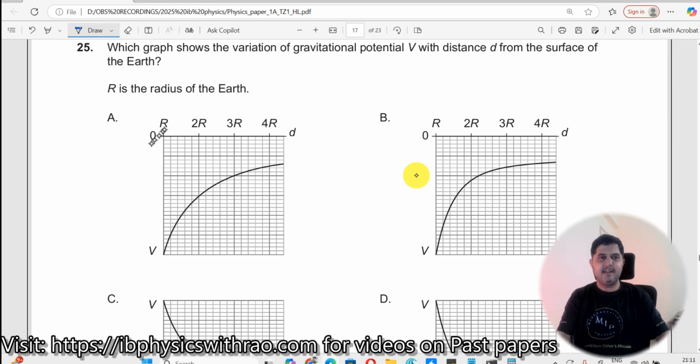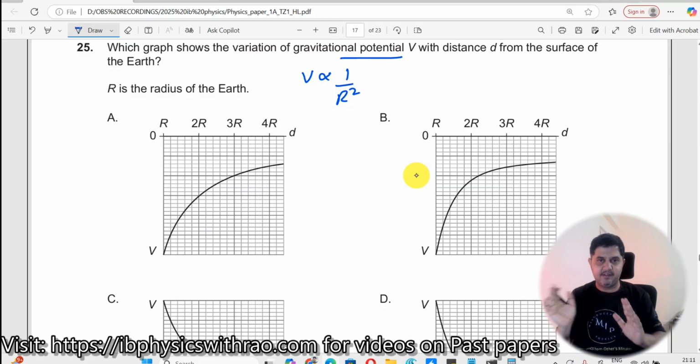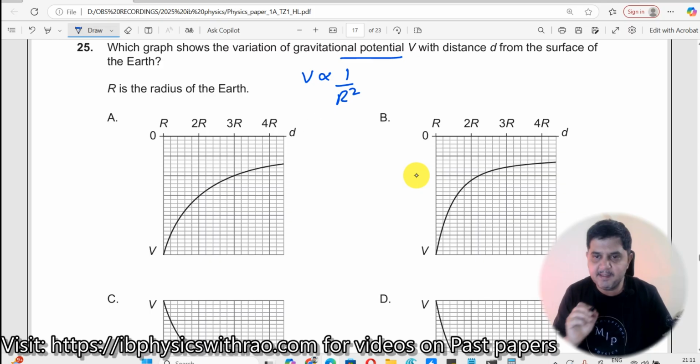Question number 25. Which graph shows the variation of the gravitational potential V with distance d from the surface of the Earth? Gravitational potential V is related as V is proportional to 1 by r square when we cross the Earth's surface, at greater altitudes. So therefore, now it cannot be a straight line at any cost.